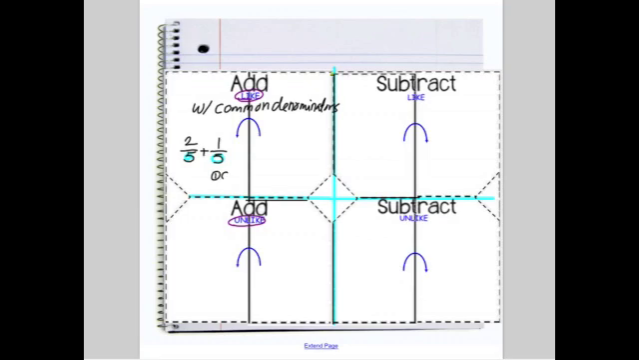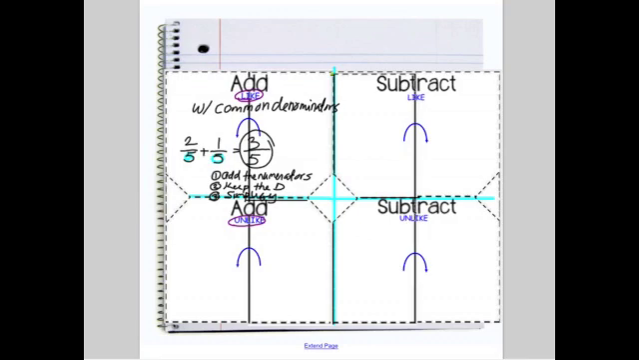So step 1, add the numerators. 2 plus 1 equals 3. Step 2 says keep the same denominator. So I'm going to put that 3 over 5. And of course, your final step, step 3, is always simplify. In this specific case, 3/5 is in simplest form, so that is my final answer.